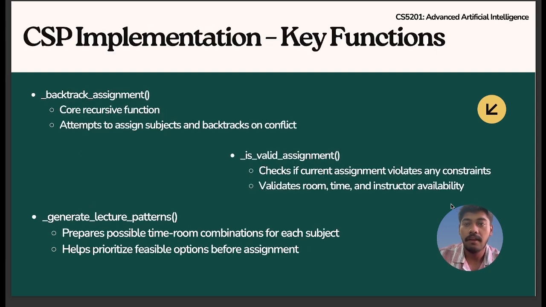So there are some key implementation functions of CSP. The first one is backtrack assignment. It is a recursive function that attempts to assign subjects and backtracks if there is a conflict. The second one is valid assignment. It checks if the current assignment violates any constraint or not. It also validates room, time, and instructor availability. The third one is generate lecture patterns. It prepares possible time-room combinations for each subject. It helps prioritize feasible options before assignment.